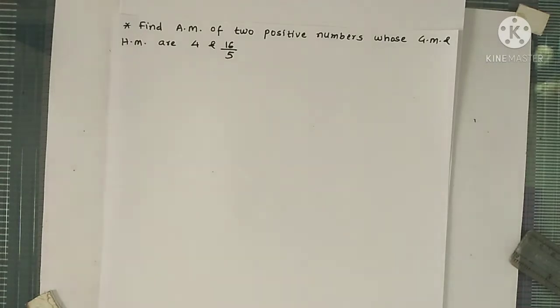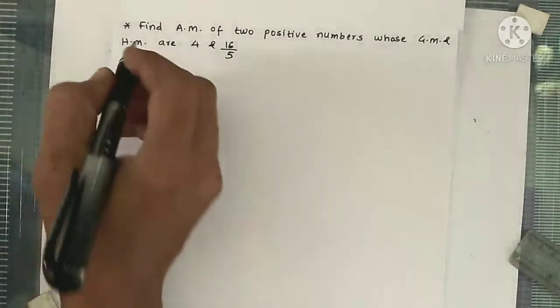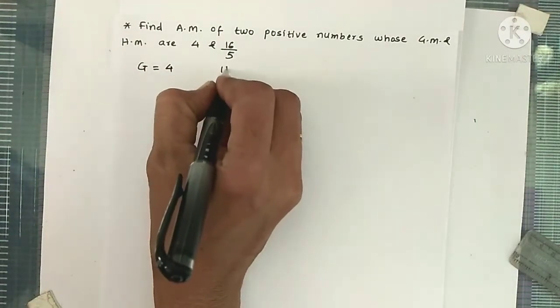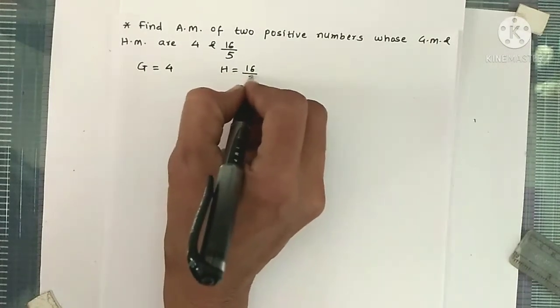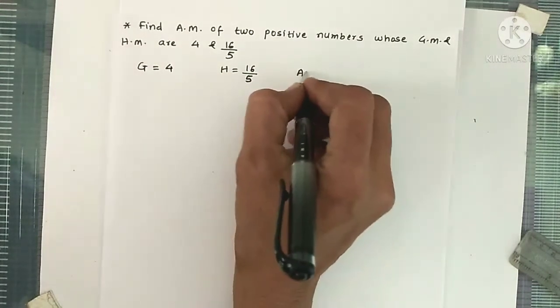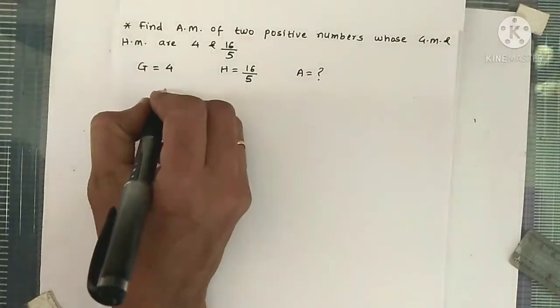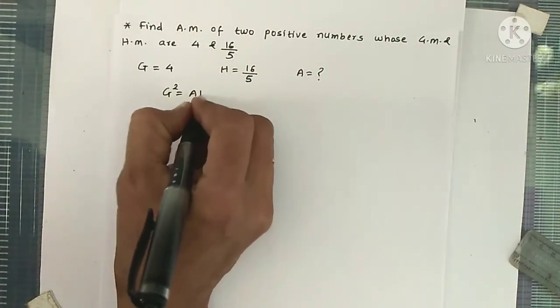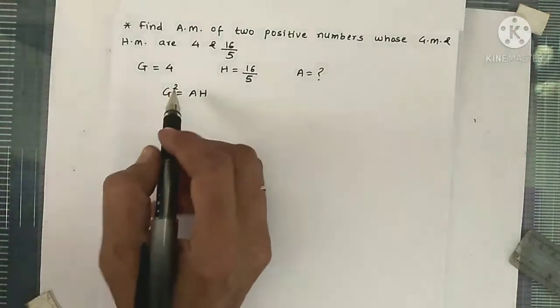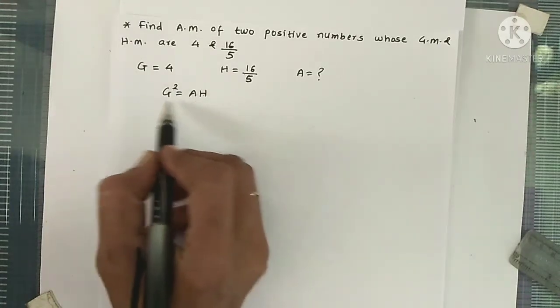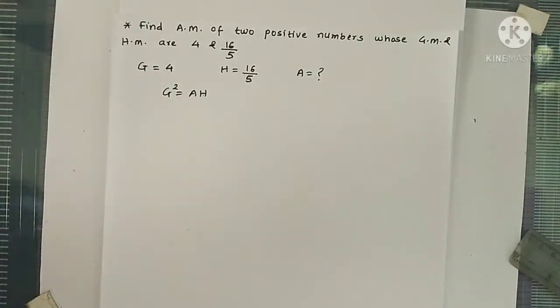Now let's solve this question. Find the AM of two positive numbers whose GM and HM are 4 and 16 by 5. So we are given the geometric mean, that is G equals 4, and the harmonic mean H equals 16 by 5, and the question is to find the arithmetic mean. Now we have proved that G square equals AH. Here G is known, H is known, so only one unknown is there in this equation. So using this equation we can find the value of A.